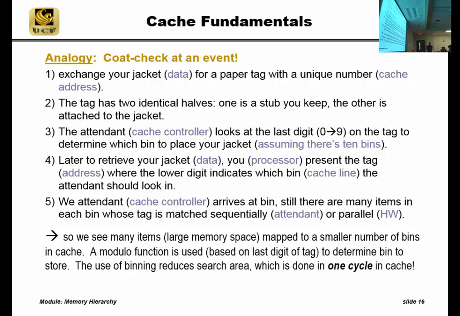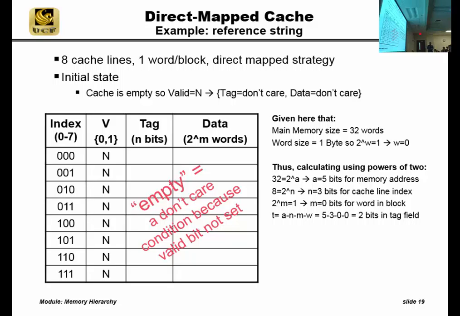Let's take a look. It's answering these questions, and let's put some numbers to it. You have 8 cache lines. It's like 8 bins. You have 1 word per block. We're going to start out easy, so we're not transferring a pallet at a time. Our pallet is just 1. Our container only holds 1 word. We'll make it more complicated on the next slide. So direct map strategy, and we have initial state.